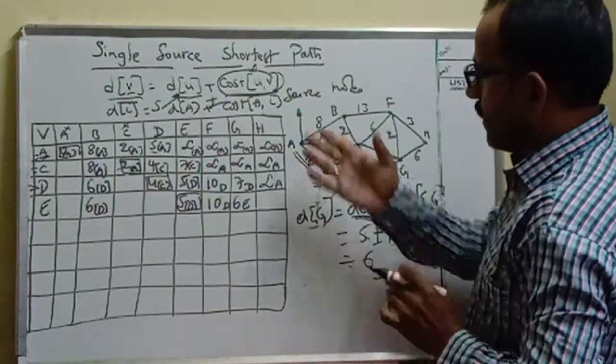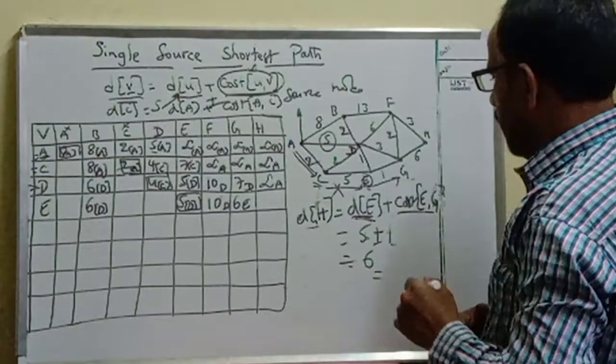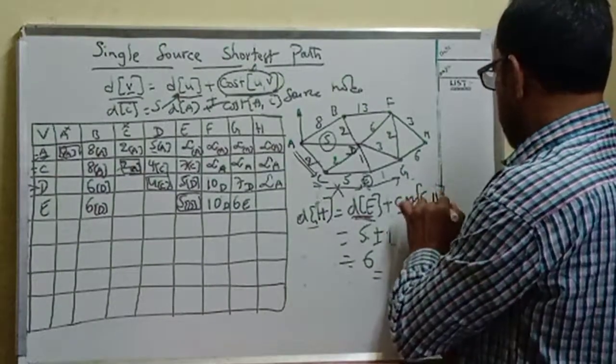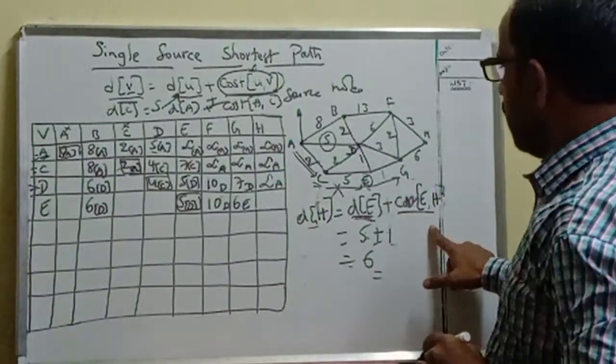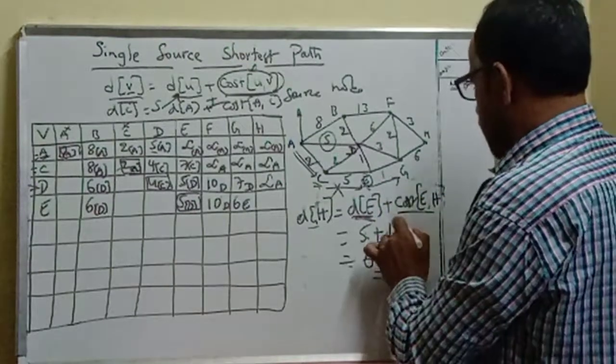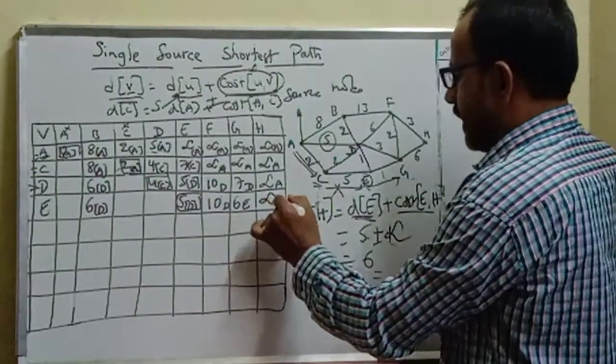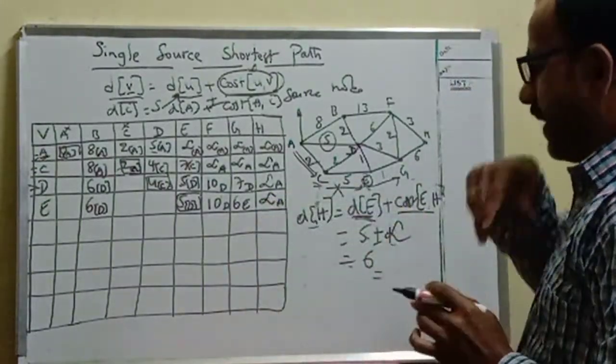Next H. D to H. Then okay, we calculate D to H. D to E plus cost of E comma H. D to E is 5. Is there any direct edge between E and H? There is no direct edge between E and H. Infinite you get. 5 plus infinite, still infinite.